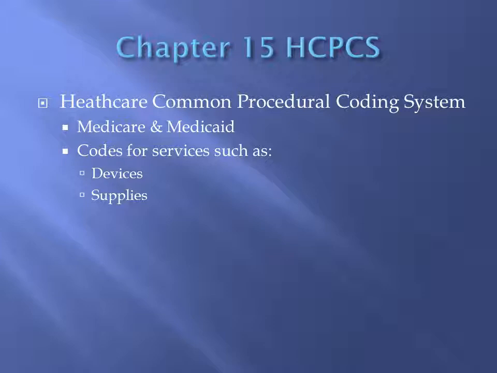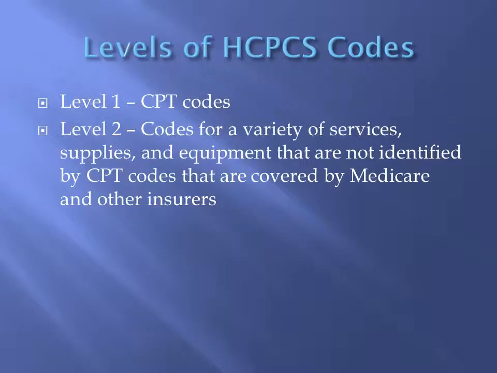HCPCS, Chapter 15. This is the Healthcare Common Procedural Coding System. It is used for Medicare and Medicaid. It codes for services such as devices and supplies. We have Level 1 HCPCS, which is actually your CPT codes. And Level 2 are the codes for the variety of services, supplies, and equipment that are not included in CPT.